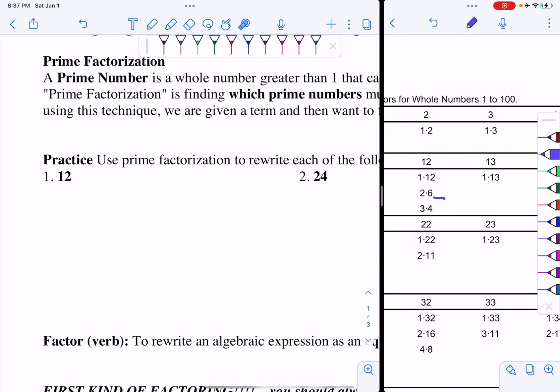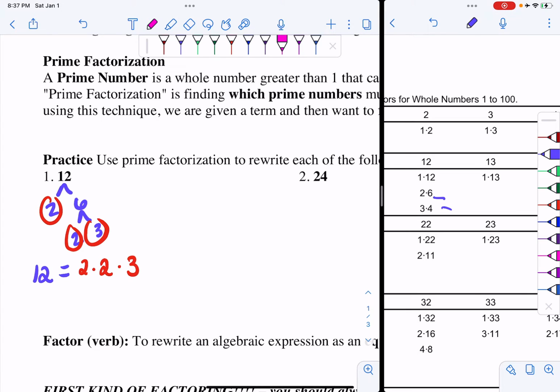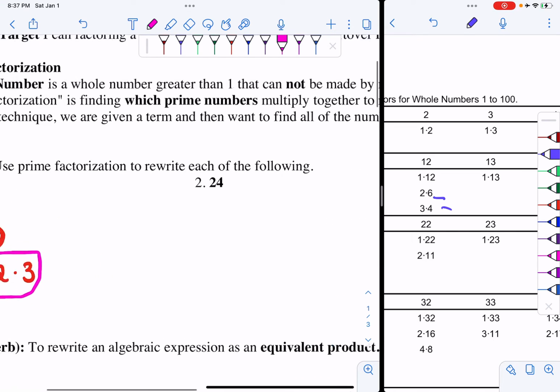I can use 2 and 6 or 3 and 4. I'm going to use 2 and 6. Again, it does not matter. You can use 3 and 4. So 2 and 6. I can't break apart a 2 anymore, so I'm going to circle it. But I can break apart a 6. That would be 2 and 3. Now I wouldn't use 3 and 3 because 3 times 3 is 9. So now that I can't break apart those numbers anymore, I can say 12 is equal to 2 times 2 times 3. And that's your final answer. 2 times 2 is 4, times 3 is 12.